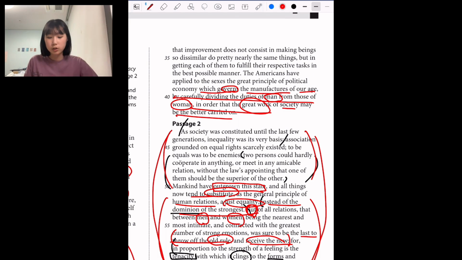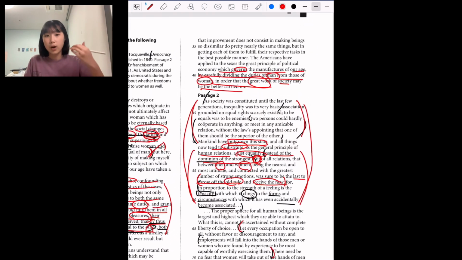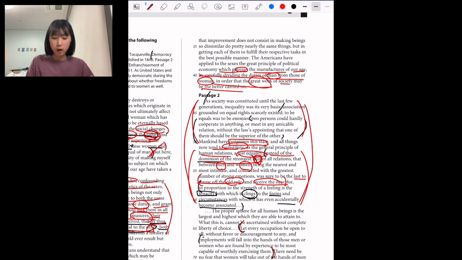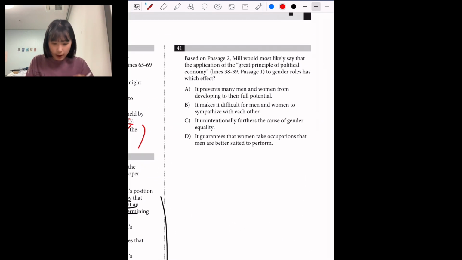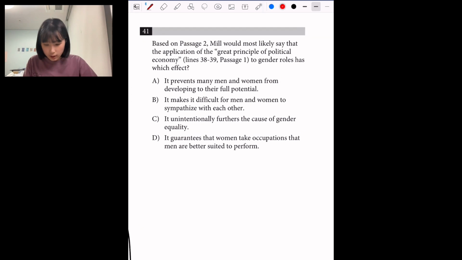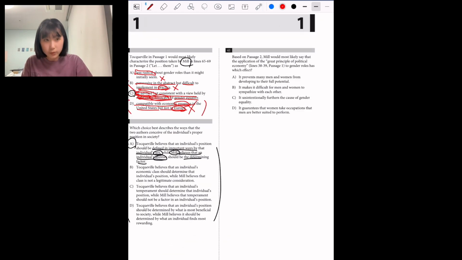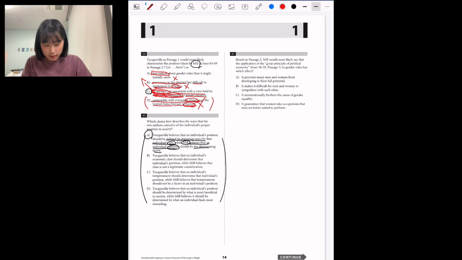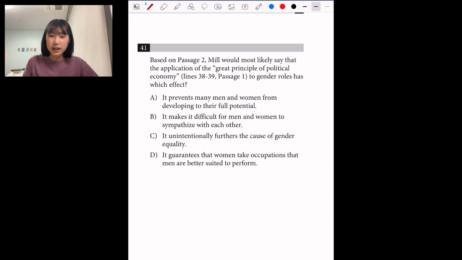It's basically an extension of passage 1's stance that opportunities and occupations should be divided according to man and woman's gender. And Mill, in passage 2, again says that this should not be the case. Equality and equal rights and equal opportunities and occupations should be given to all men and women. And here it's basically saying that it prevents many men and women from developing to their full potential. I just went straight to the answer now because I'm short of time, but you should know why.